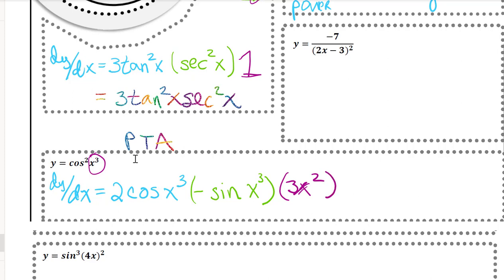If you simplify that a little bit, you just get negative 6x squared cosine of x cubed sine of x cubed. That's what that would look like.